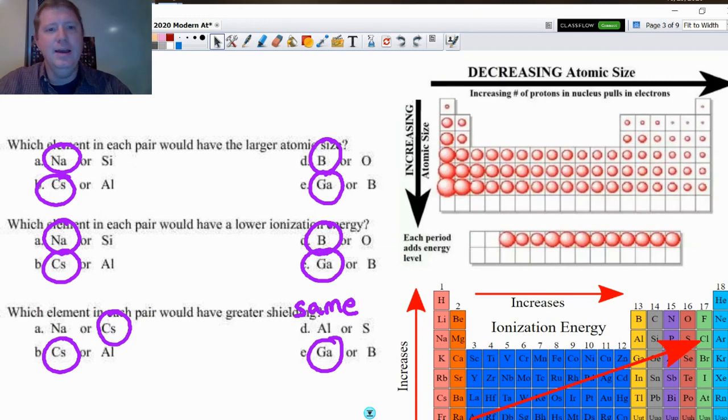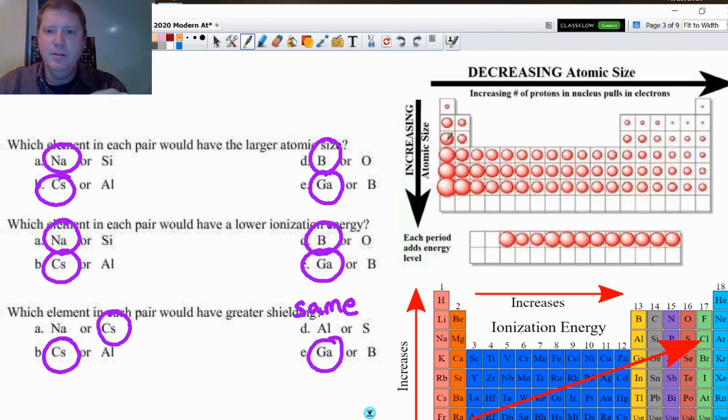Okay, number 5. Again, which one is larger in atomic size? So if it's larger, it's going to be closer to francium and farther away from helium. So atomic size increases as you get closer to francium. And there are some wobbles to every trend, but we're not talking about the wobbles. We're talking about the basic trend.